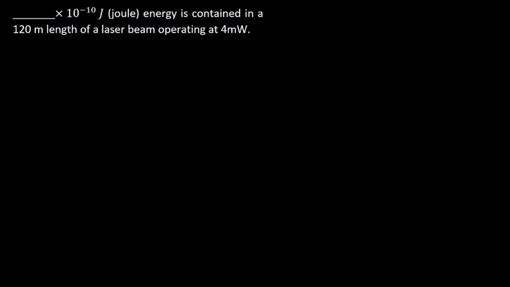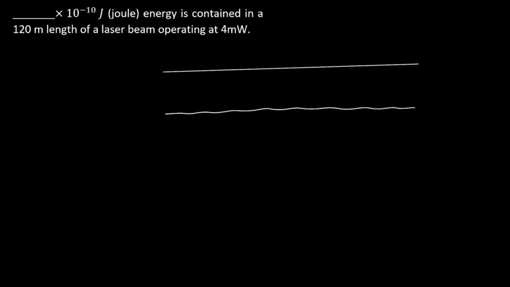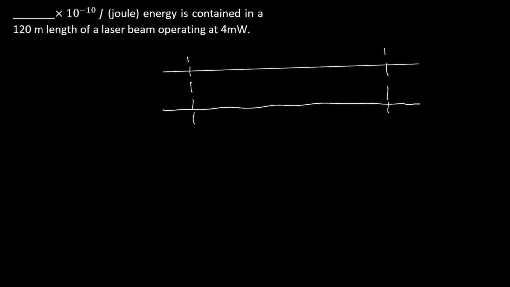Let's say this is a laser beam. Let me get a straight line. Okay, I think that's fine. So let's take two cross sections. This is one cross section, this is another cross section. This is 120 meters long.